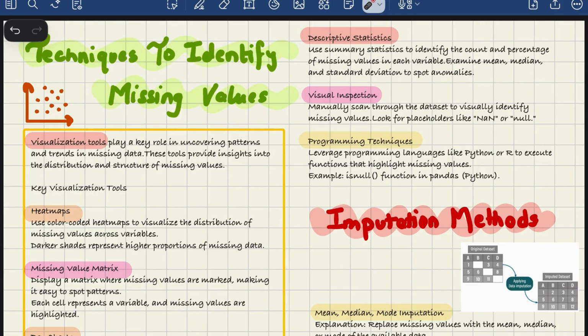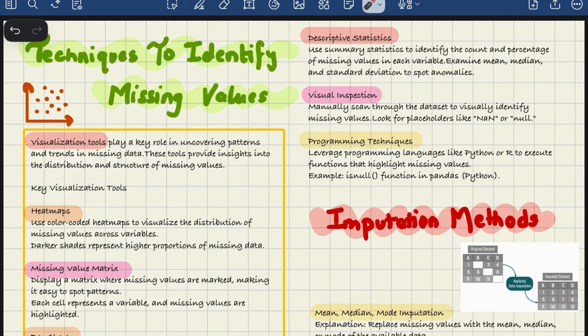So if a column has a very high percentage of missing values, then that column might be unreliable for us, and sometimes we need to remove it entirely, right? That is why we use descriptive statistics. Second, we have the method of visual inspection. So what does visual inspection mean? That we are visualizing the data, right?